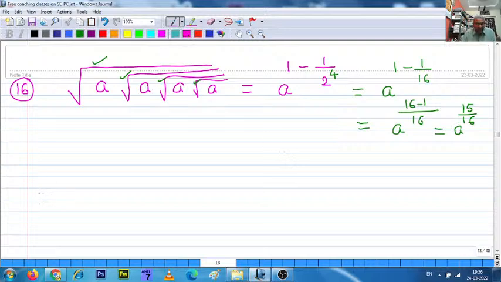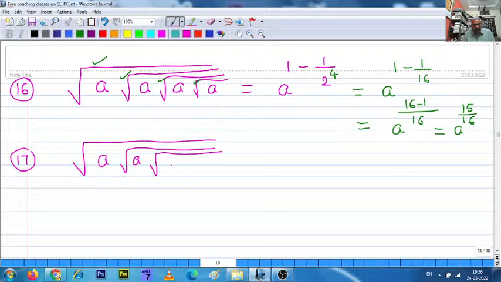Easy or hard? Okay. So now you feel very easy. Root of root of root of root of root of a. What is this value? Now tell me. Just think. You need to do the brainstorming. You think out of the box, my dear students.